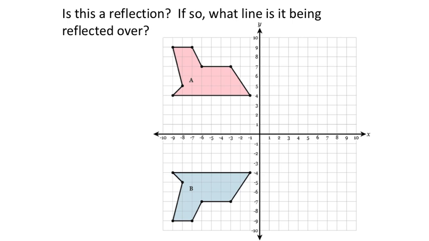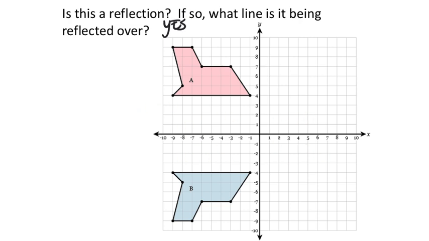So yes, this is a reflection. So thank you for that. Is it a reflection? Yes. If so, what line is it being reflected over? Well, I can see it's going from an upward position to a downward position, which means that the line of reflection has to be one of these horizontal lines like this.